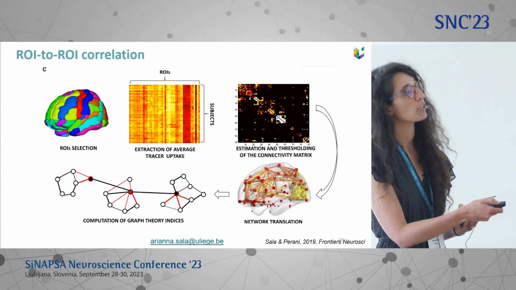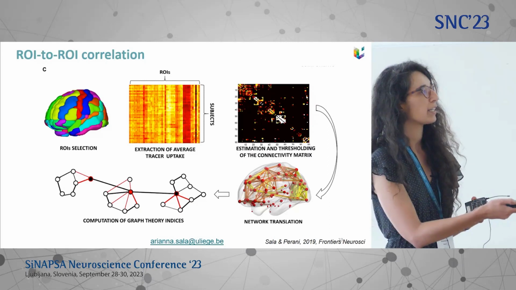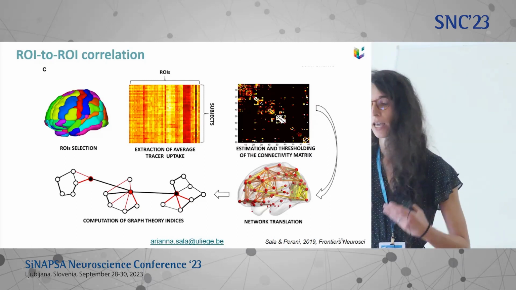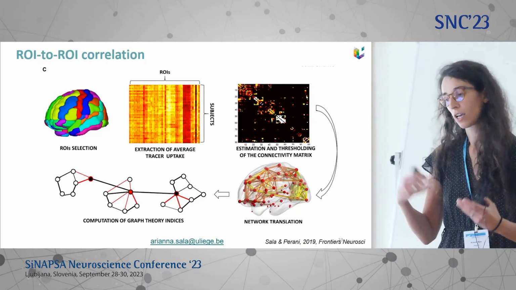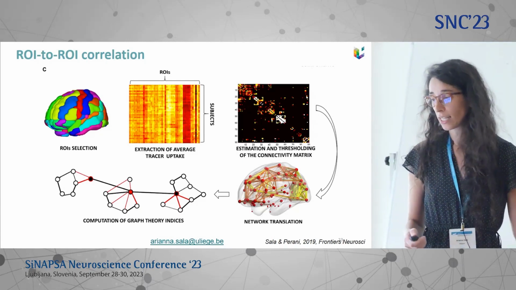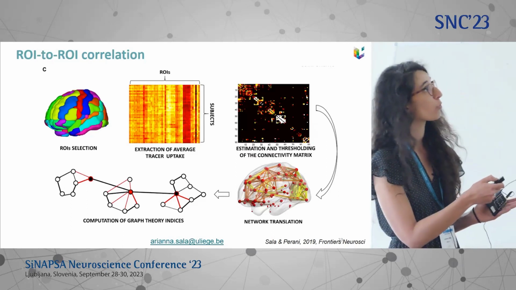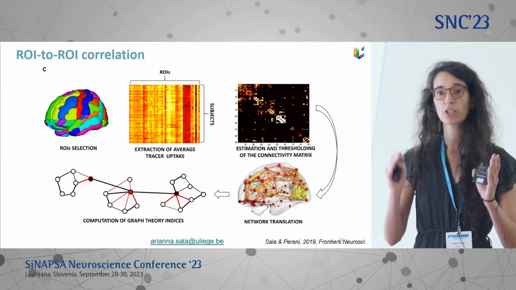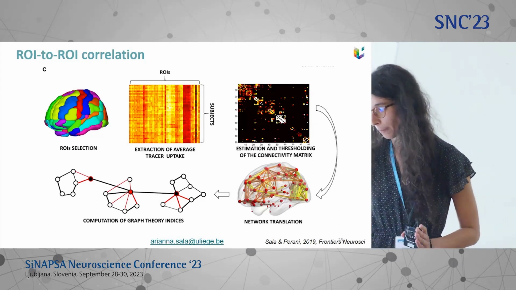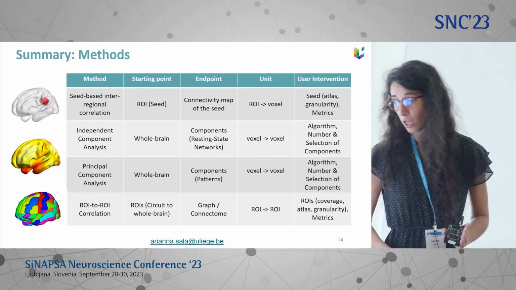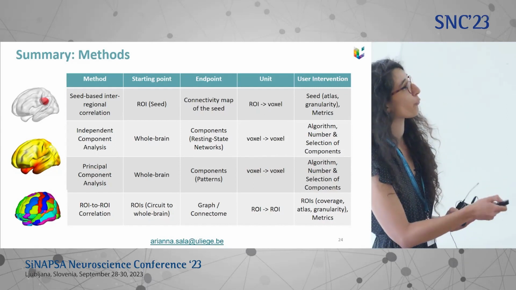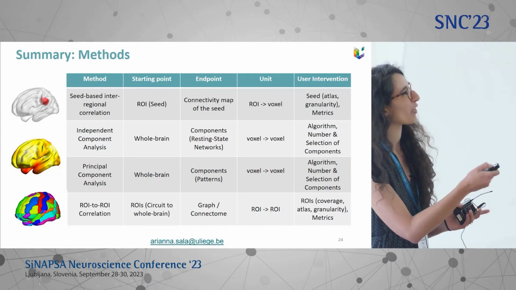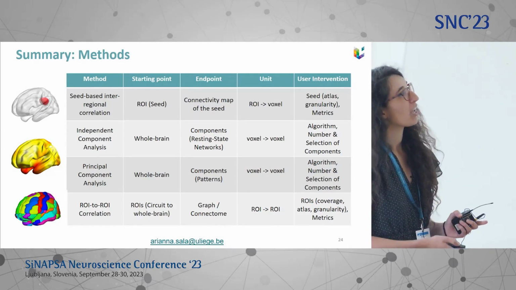This can then be converted, it's more a visual thing, into a connectome. And on this connectome, one can do different kinds of analyses, estimate graph theory indices, or whatever you would like to do. It does not have to be done at the whole brain level. You can select just a specific circuit that you are interested in and do it on two, three, four brain regions. This is a summary, just to give you an overview of the different starting and end points of the different methods.